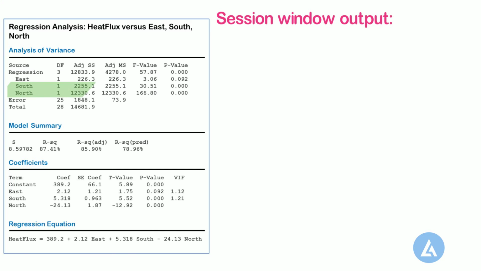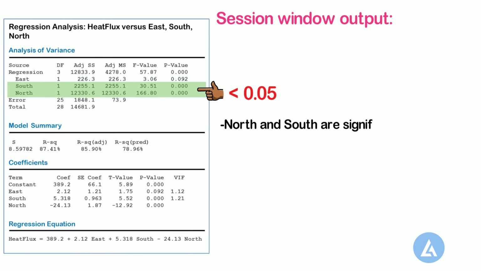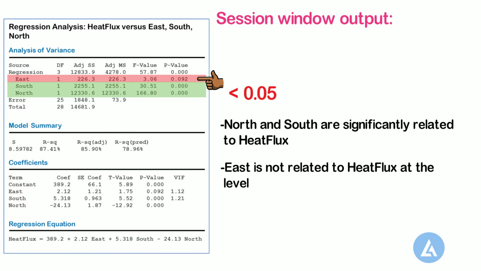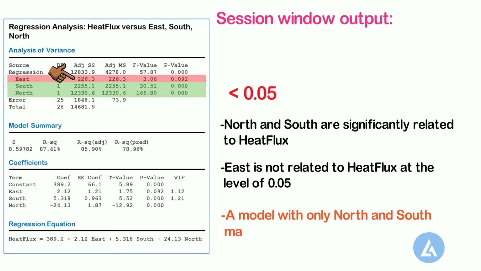The p-values for the estimated coefficients of north and south are both 0.000, indicating that they are significantly related to heat flux. The p-value for east is 0.092, indicating that it is not related to heat flux at the level of 0.05. Additionally, the sequential sum of squares indicates that the predictor east doesn't explain a substantial amount of unique variance. This suggests that a model with only north and south may be more appropriate.